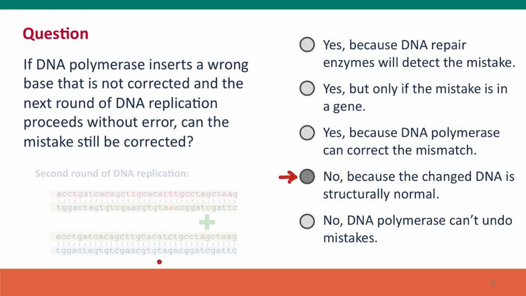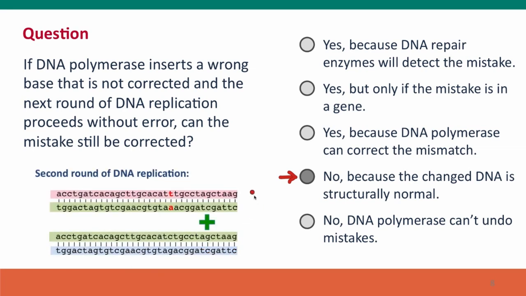It might help you to remember the image that we looked at in a previous slide, where after the second round of DNA replication, we have one DNA double helix where we have correct base pairing, but the base has changed, and we have the other double helix where the base is still normal.